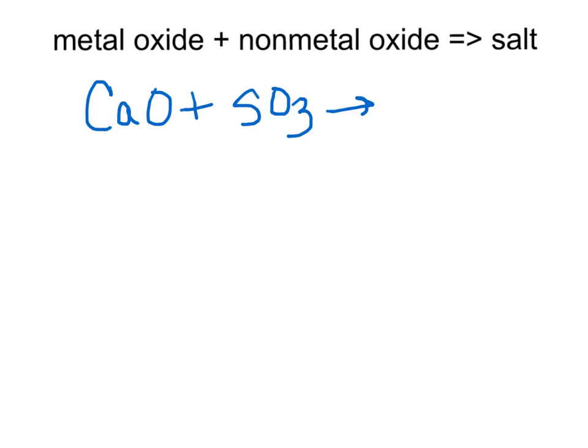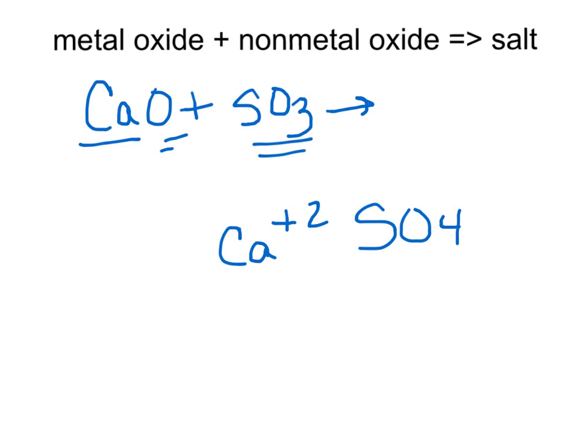Calcium oxide and sulfur trioxide would combine to form a salt. And in this case, again, you look for a positive ion, calcium +2. And if you put everything else together that's in the compound, you would have SO3 and another O. So that's sulfate, the polyatomic sulfate. And then you would form calcium sulfate as your salt.